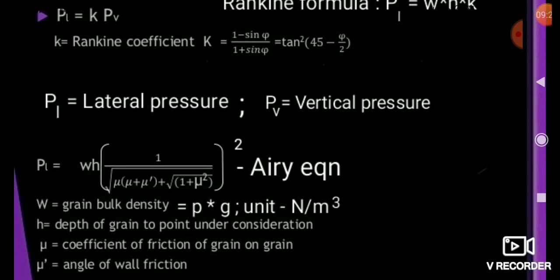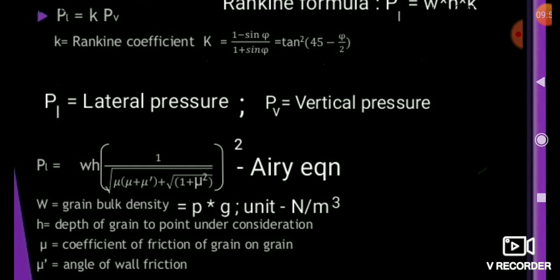So friends, Airy equation is PL is equal to WH into 1 by root under mu into [mu plus mu dash plus root under 1 plus mu square] whole to the power square, with K. So friends, this formula is a little bit lengthy, but I wish you also remember this formula. And friends, here you take care about the mu value and mu dash value. Friends, mu value is the coefficient of friction between grain to grain.